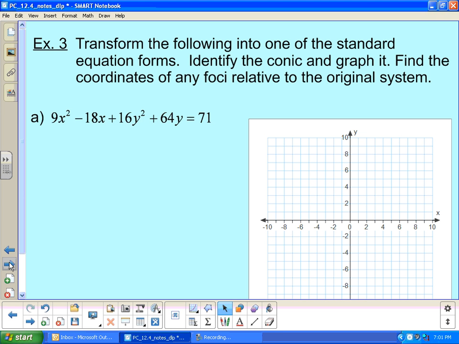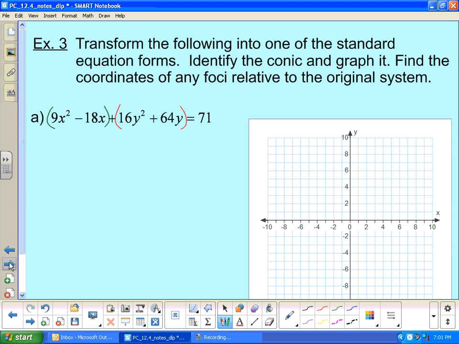Transforming, now we get a little more involved here. We get x squared and y squared, so we're going to end up with ellipses or hyperbolas. Completing the square process now involves both the x's and the y's. Our constant, 71, is already on the other side. I don't need to worry about moving anything. All right, let's work in the green area. Completing the square here, again, it's a little different.